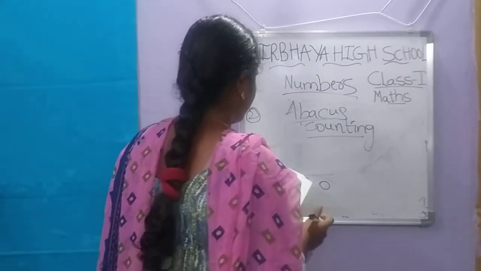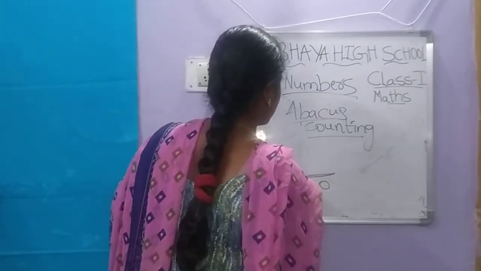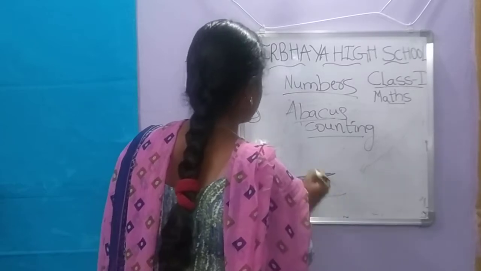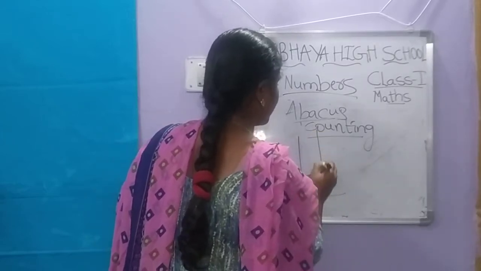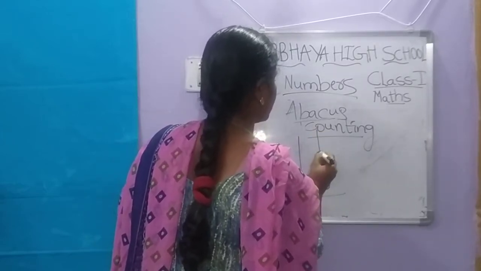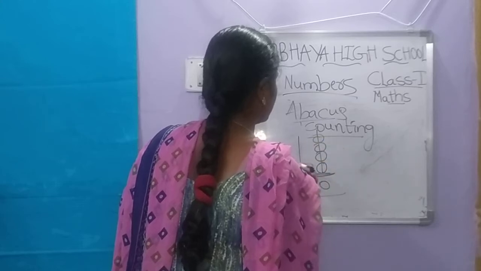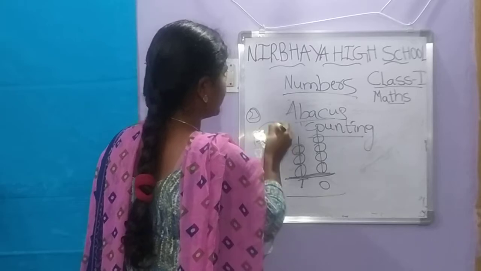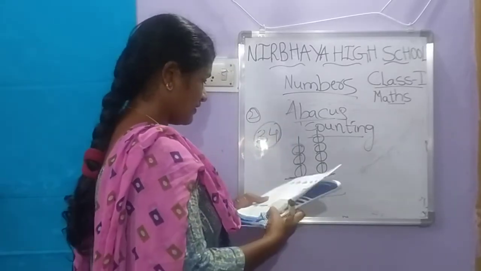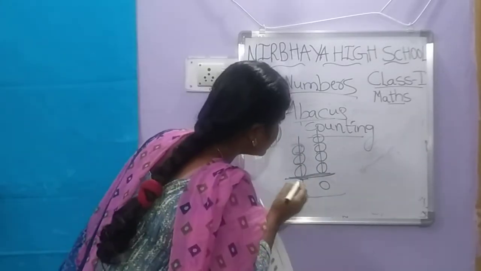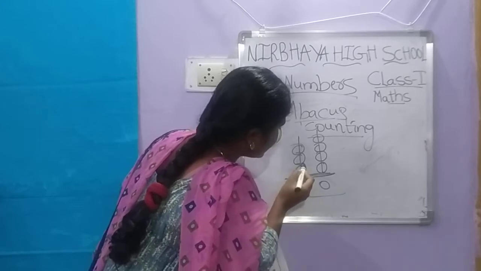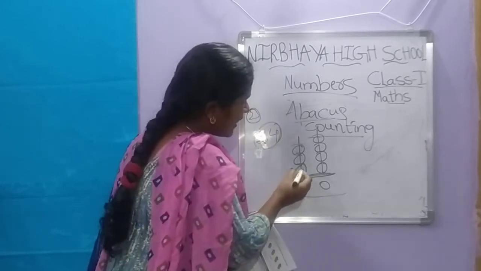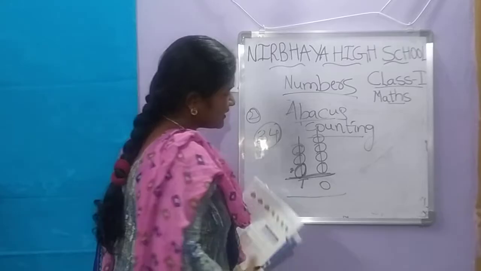Okay, we want to show the number 34 by using the abacus. Here you see, we put green beads. These are the green beads in the tens place.